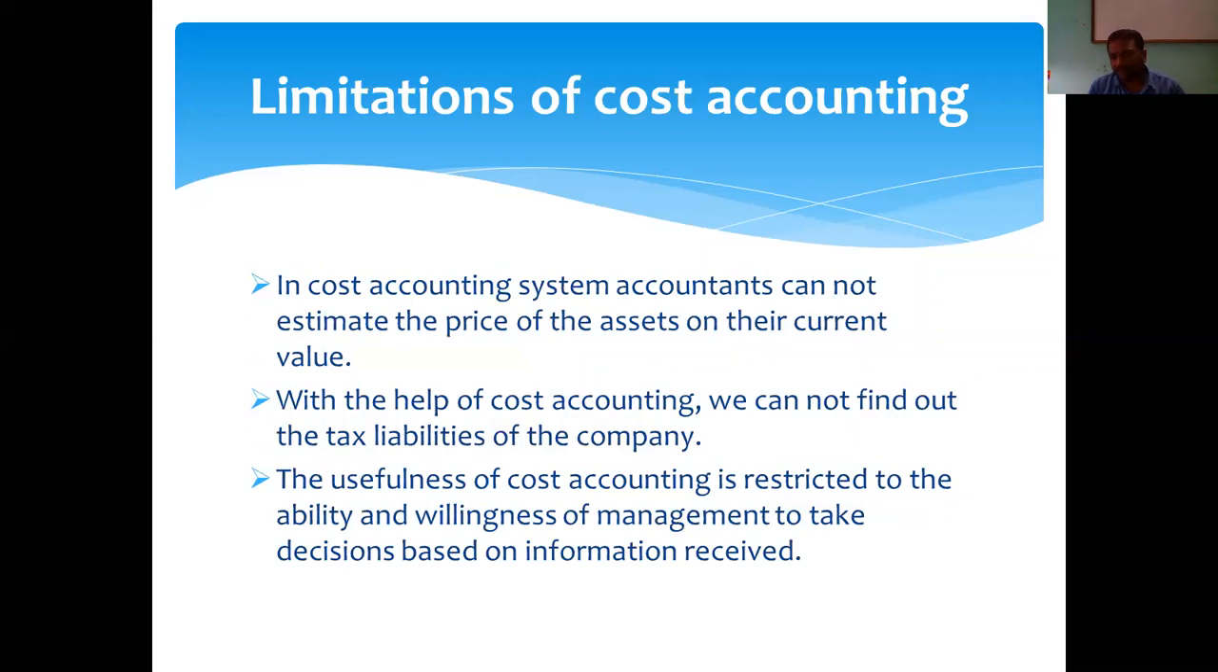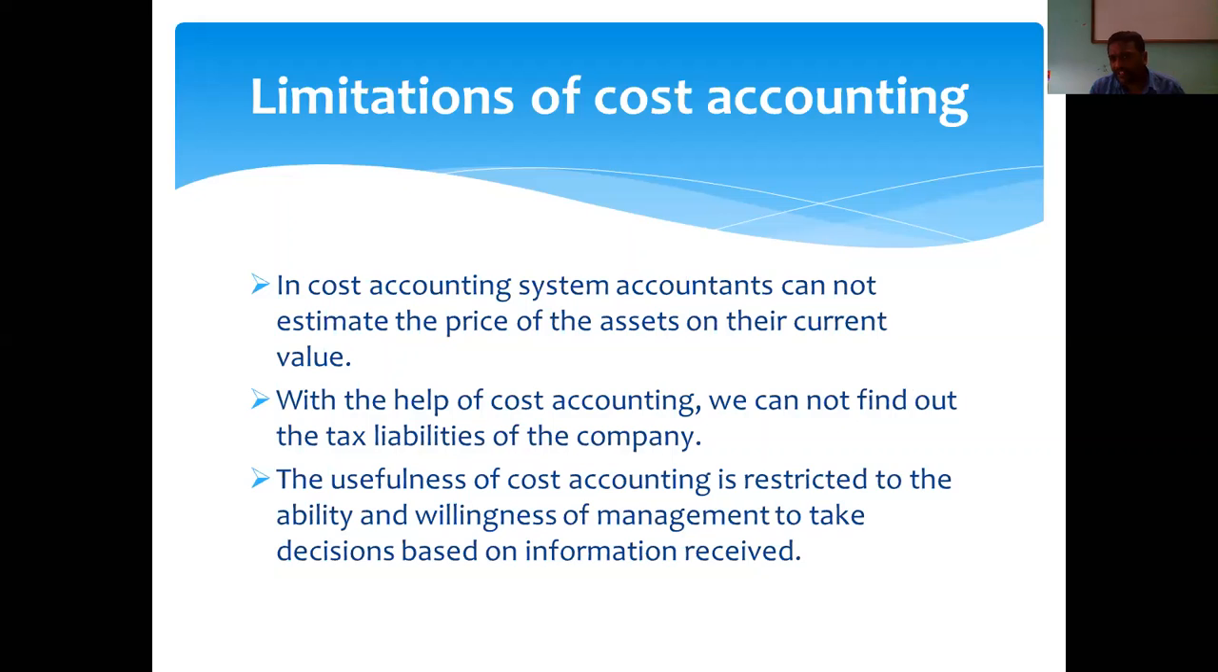And next, in the cost accounting system, the accountant cannot estimate the price of an asset at its current value, so they take the historical cost. And with the help of cost accounting, we cannot find out the tax liabilities of the company. We use the profit and loss account and balance sheet as evidence to file income tax returns, so we cannot find the taxes here. We can just produce a product and it is going to be sold.